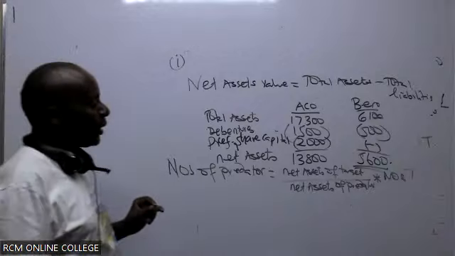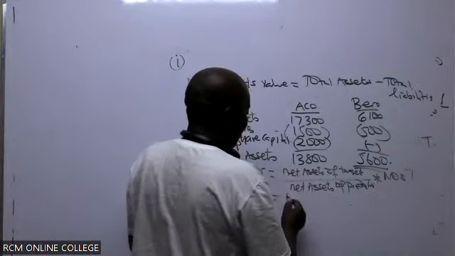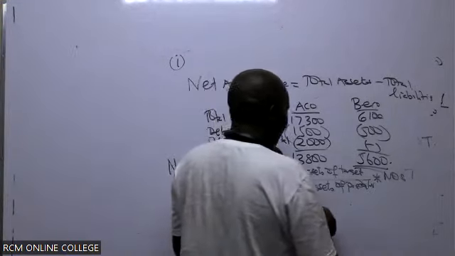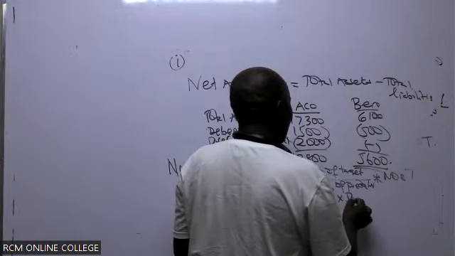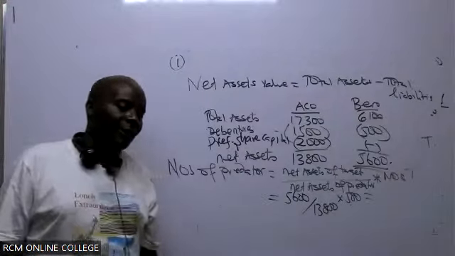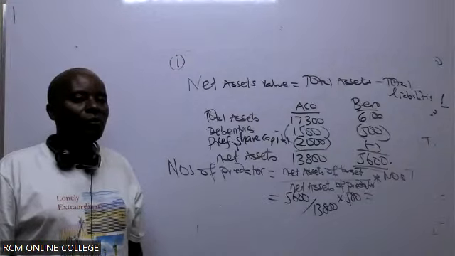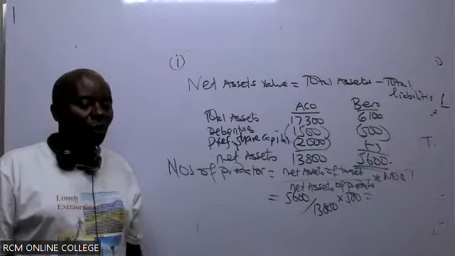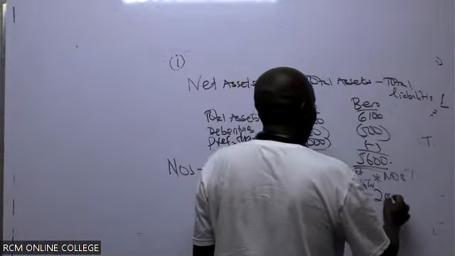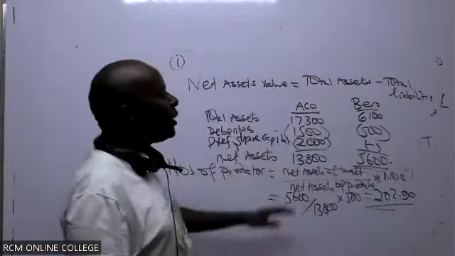So, ladies and gentlemen, this is what I will do. We have net assets of the target company, 5,600, over net assets of the predator, which are 13,800, times our 500 down there. And then I'll show you another method. That gives 202.9.